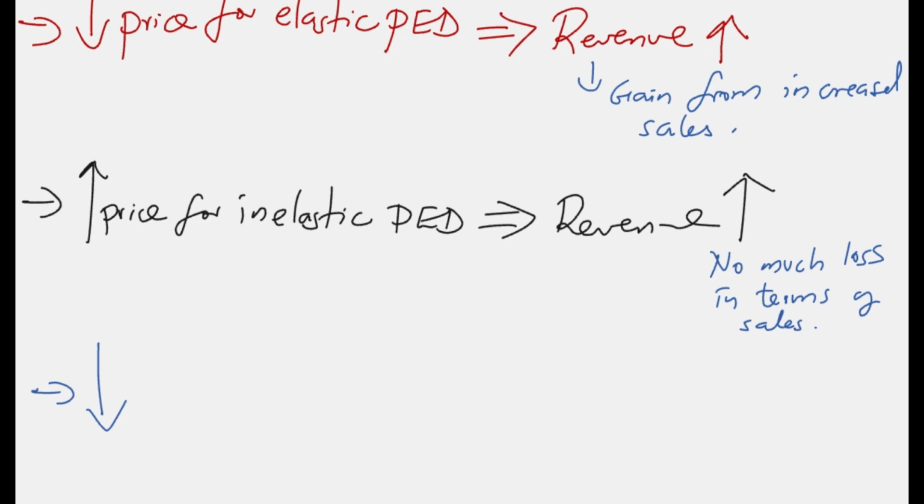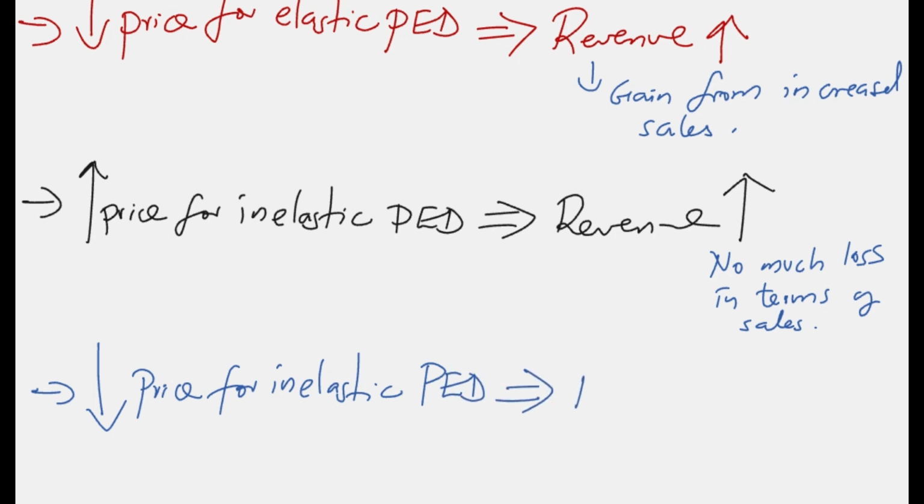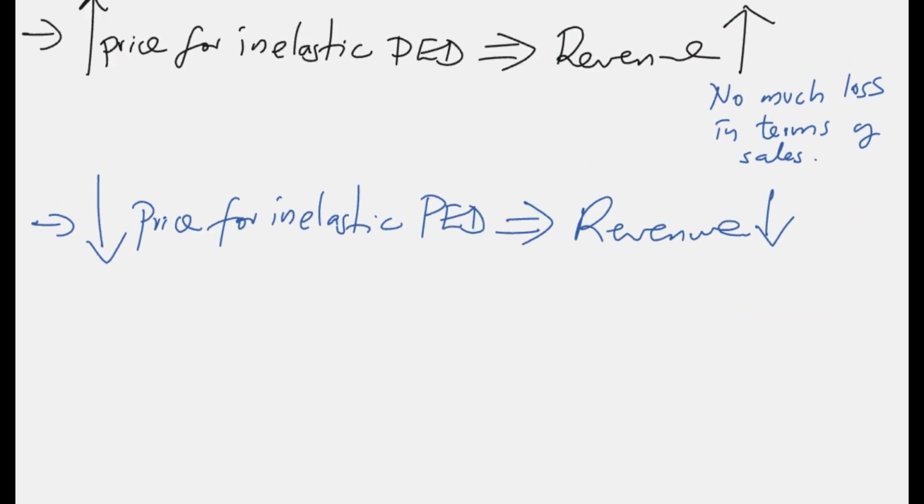If you decrease the price for a good whose PED is inelastic, so what will happen? If you decrease the price, you're not going to gain so much. So this revenue is likely to go down because a change in price does not attract so much bigger change in quantity demanded. So you'll have low prices, but they are not attracting more sales. That is why your revenue is likely to go down.